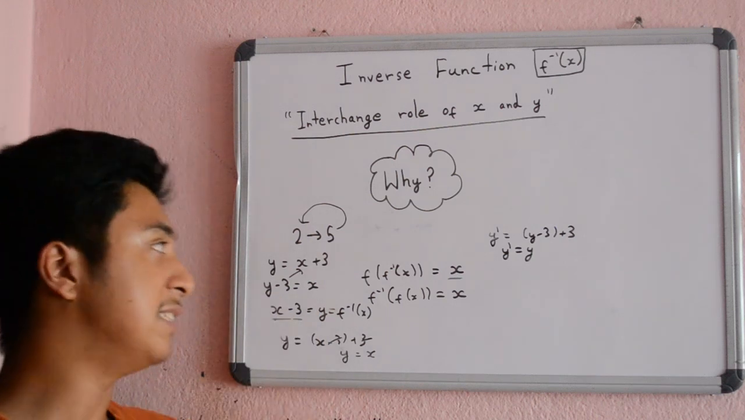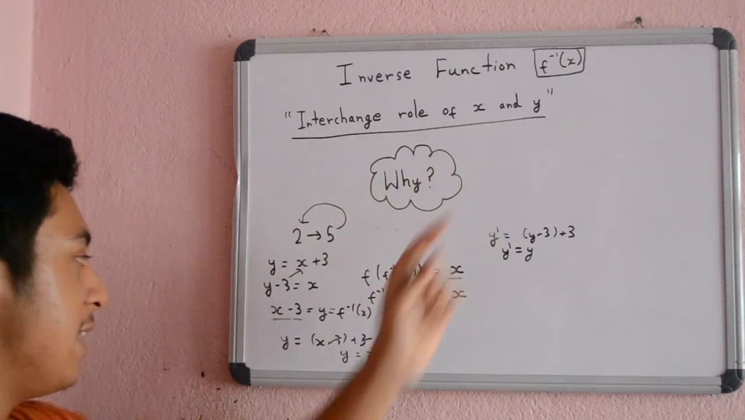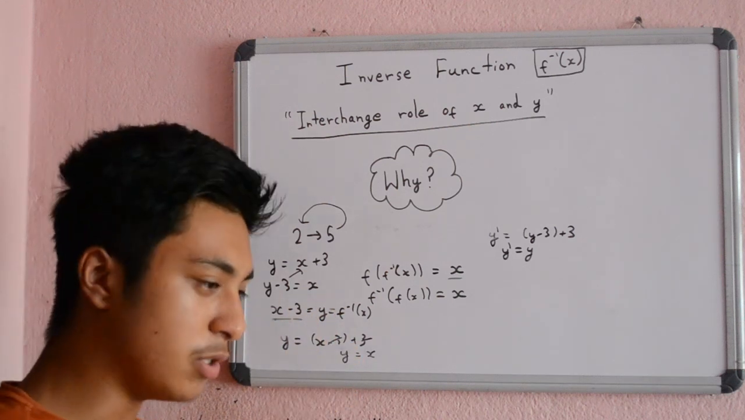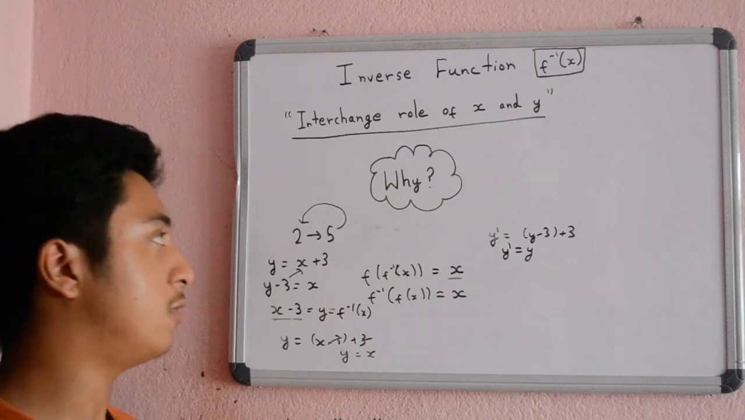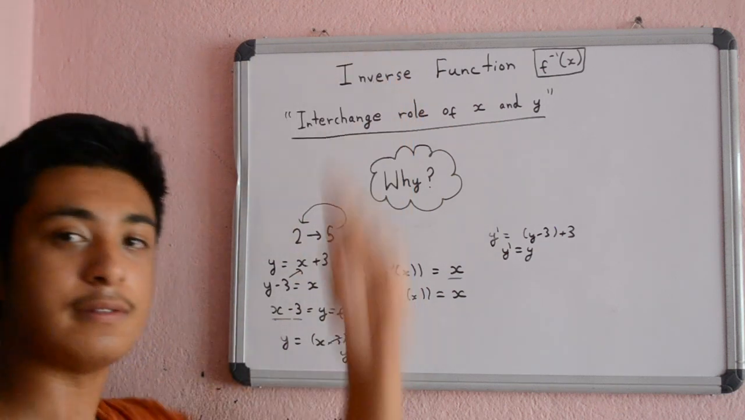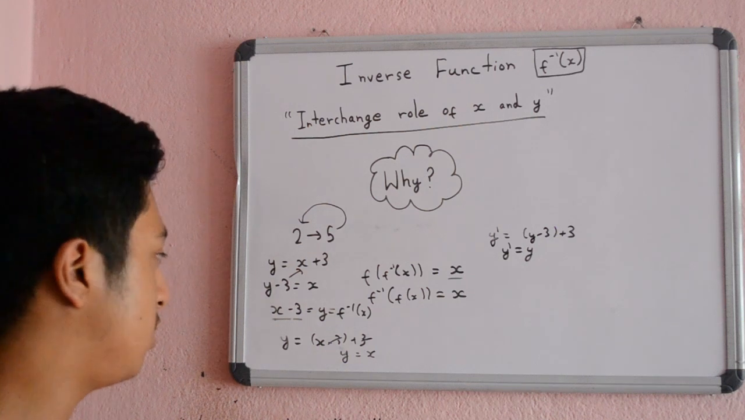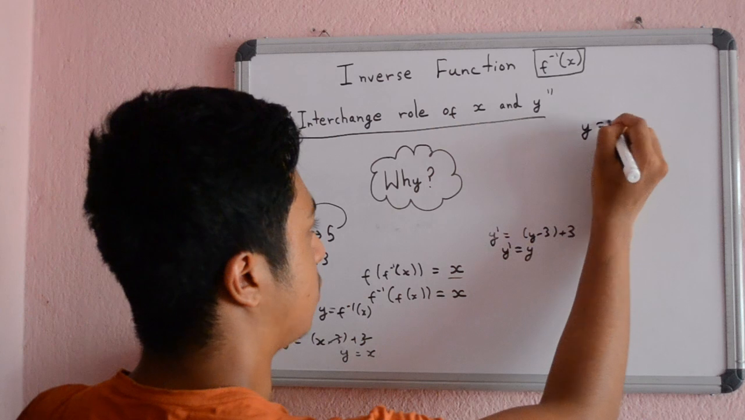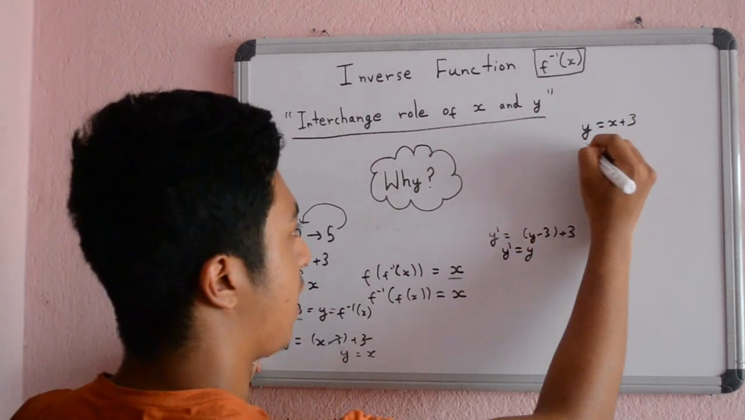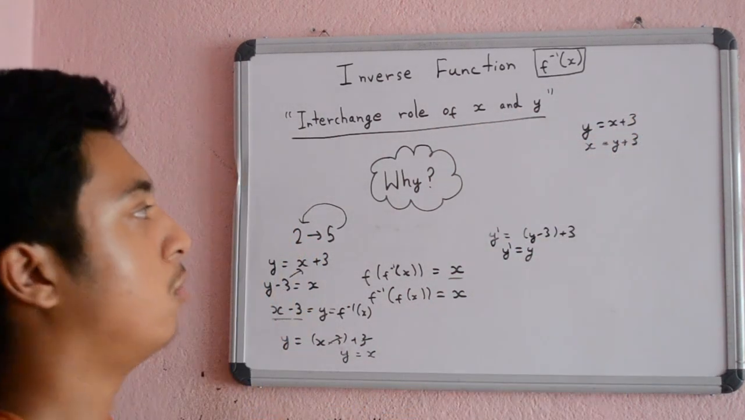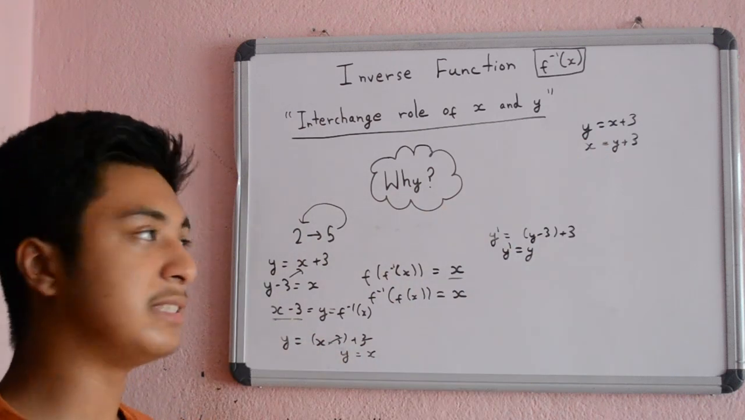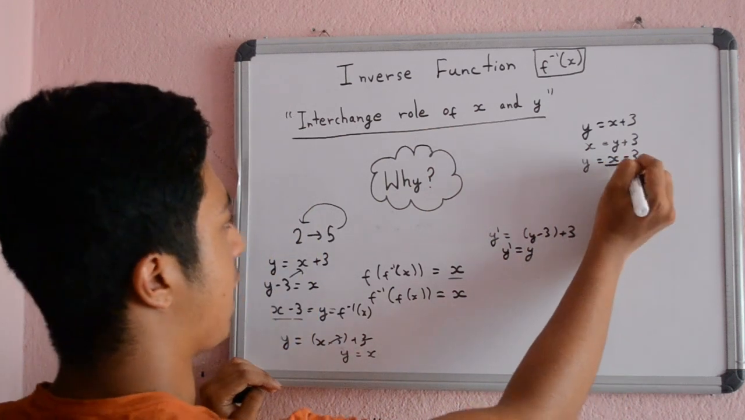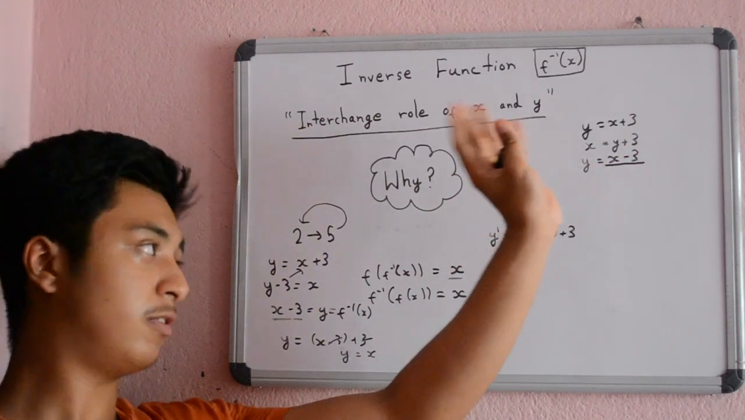Now what you may have noticed is that we interchanged the role of x and y at the end. We isolated x and got that, but typically when finding inverse functions, we do it at the beginning. But that's just for convenience, so it wouldn't get confusing. We have y equals x plus 3. We interchange them first, x equals y plus 3. And after interchanging, we just isolate y. So we'll get y equals x minus 3, and boom, there is our inverse function.